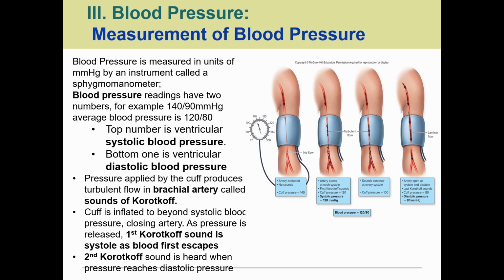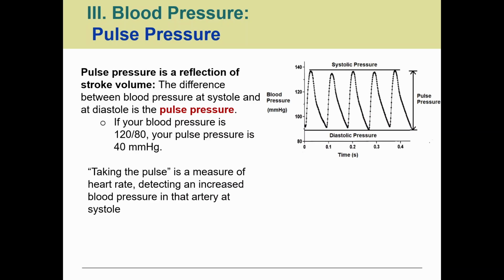We read the pressure of when we got that last one, and that's where we get the two numbers. The first number generally is higher because we're talking about active ventricular contraction, and the diastolic number is lower because we're talking about ventricle relaxation. The pulse pressure tells us a little bit about the stroke volume, and we're just looking at the difference between the systole and the diastole. So if your blood pressure is textbook, meaning it's 120 over 80, we would subtract 80 from 120, giving us 40, and that would be the pulse pressure in this case.